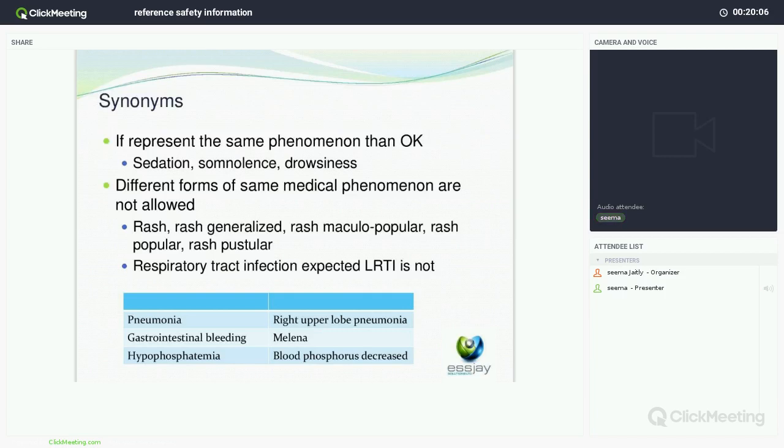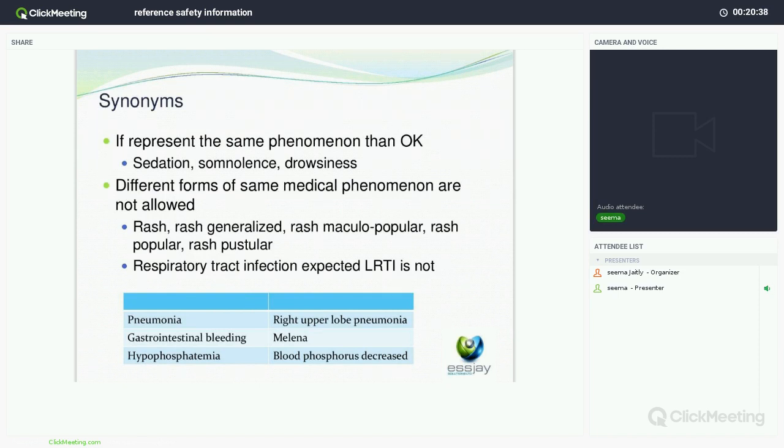But there are different forms of the same medical condition that would not be used synonymously, and this would include things like rash. So here we've got rash, generalized rash, maculopapular, and rash papular, and pustular rash as well. And they're different. They're different kinds of concepts. They shouldn't be considered synonymous at all. And it would not be considered appropriate to consider them the same and consider all of those expected if you had one as an expected term.